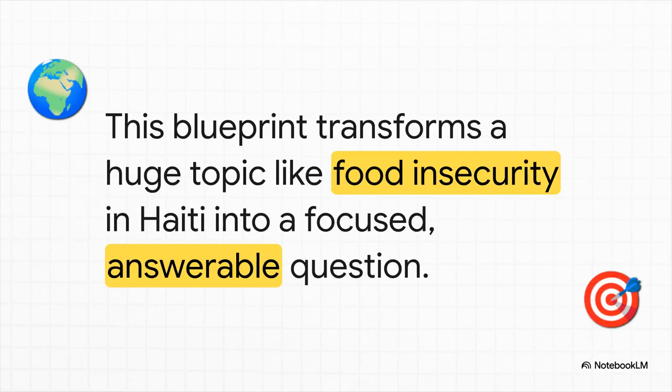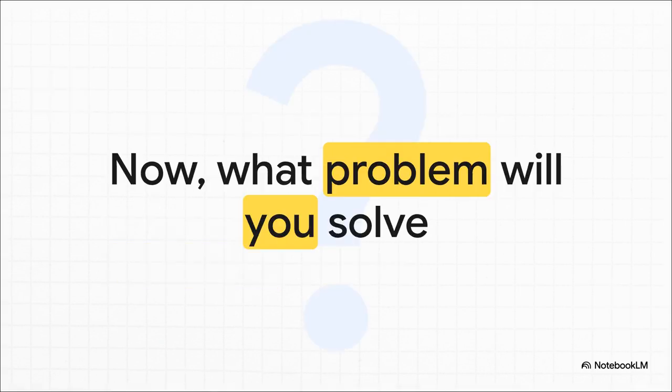And this blueprint, it works for any topic. You can take a massive, complex issue like food insecurity in Haiti, and by defining objectives, checking its viability, and finding that knowledge gap, you can narrow it down to a focused, manageable, and truly impactful research problem. You see, following this blueprint turns a vague idea into a powerful tool for discovery. It gives you the clarity, the structure you need to contribute something new to the world. So, think about that idea you had, that little spark. With this framework, now what problem will you solve?